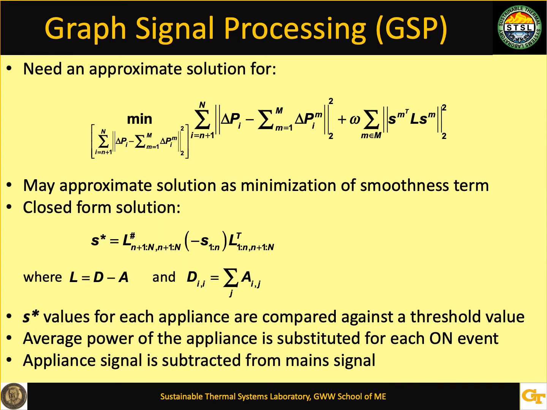After defining the graph, we need to find an approximate solution for this optimization problem. We're approximating the solution as the minimization of the smoothness term, which has the closed form solution shown here for S star. S star is the total graph classifier. The values of S star are compared to a threshold value. If S star exceeds that value at any point, the appliance is considered to be operating, and the appliance's mean power is substituted for S star in the signal. The resulting appliance signal is then subtracted from the main signal, and the process is repeated.